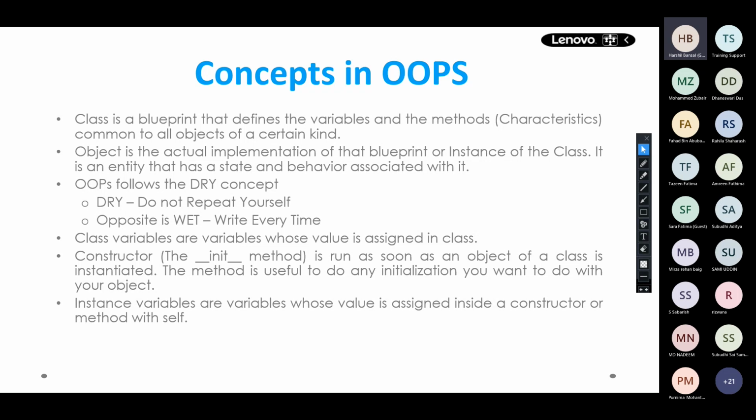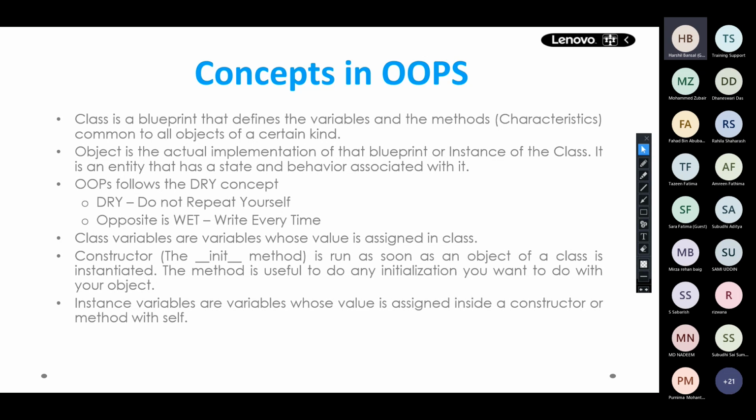Okay, a class is a blueprint that defines the variables and the methods common to all objects of a certain kind. Suppose I am building a house. First, I will create a blueprint, and by using that blueprint, I can create a single house, or 4 houses, or even 100 houses.